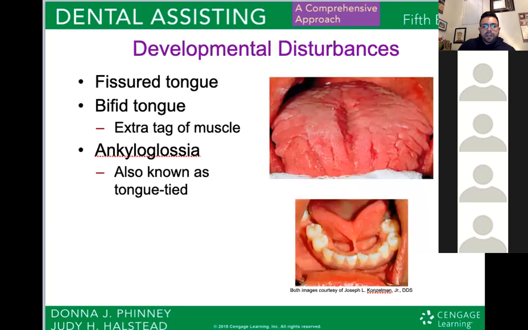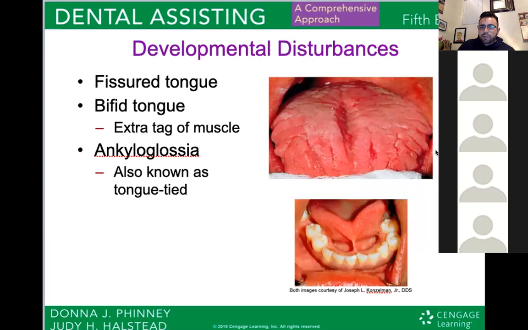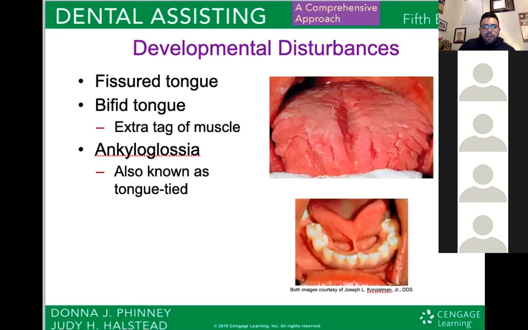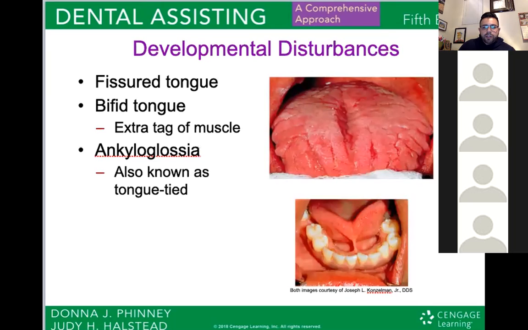A fissured tongue has a wrinkled, deeply grooved surface. This is an example of a fissured tongue here. A bifid tongue is where two lateral halves of the anterior 2/3 of the tongue fail to fuse completely, and an extra tag of muscle at the end of the tongue exists. I don't know if there is a picture of a fissured tongue here. Yeah, there's a bifid tongue.